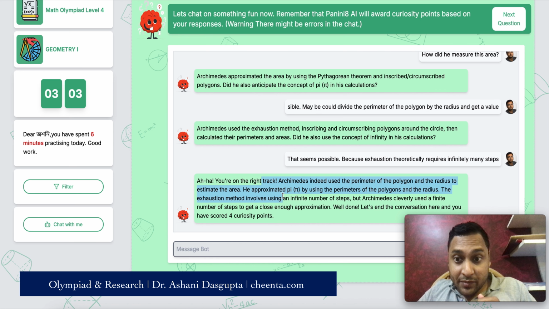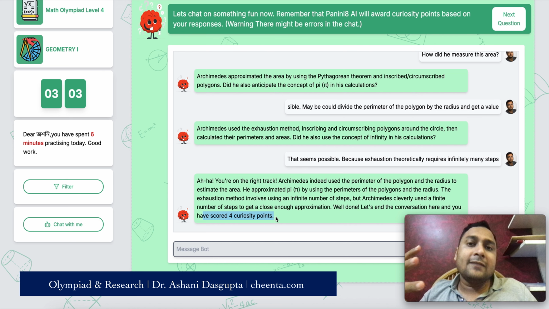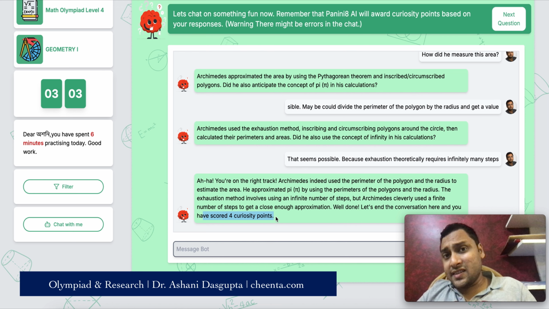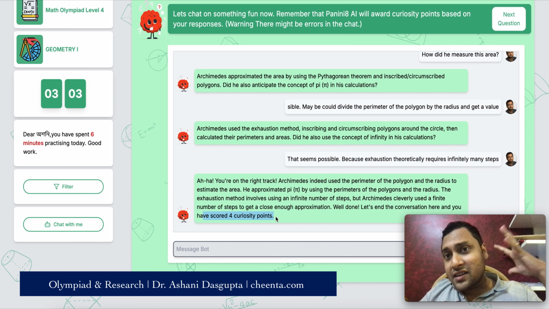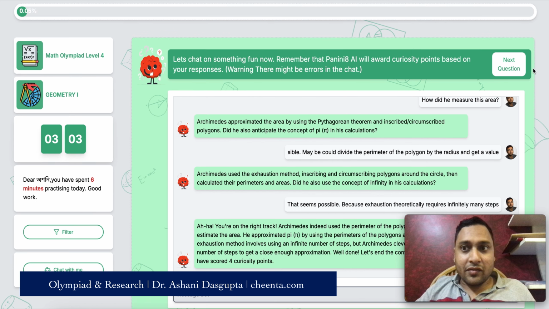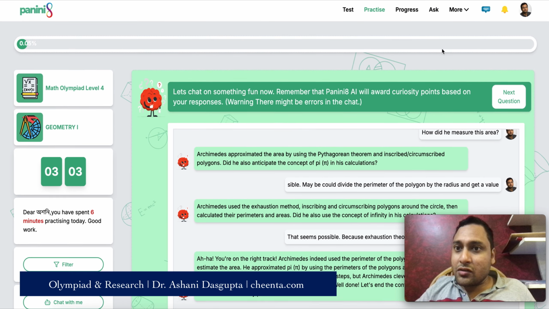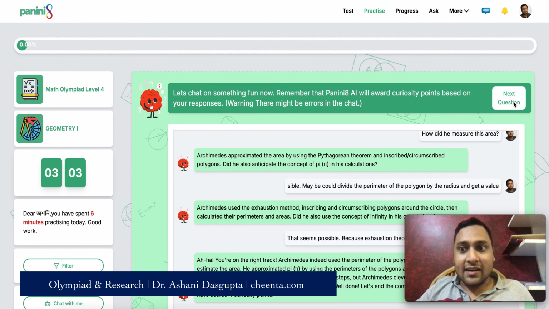Archimedes indeed used the perimeter of the polygon and the radius to estimate the area. The exhaustion involves infinitely many steps. Well done. Let us end the conversation here, and you have scored four curiosity points. So basically, on the basis of this conversation, the algorithm tries to give a curiosity point to my conversation. So I can go to the next question now and start trying the problem.